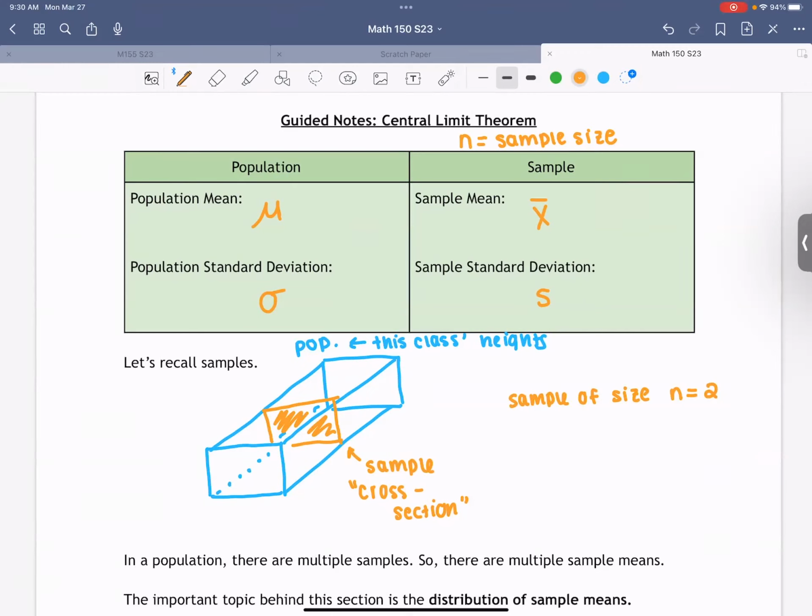Now, that sample is going to be a little bit different. For example, I could take Hunter's height and Emma's height, right?